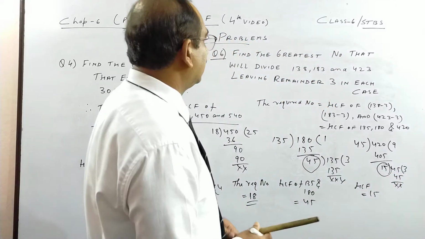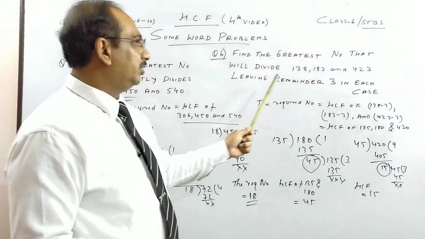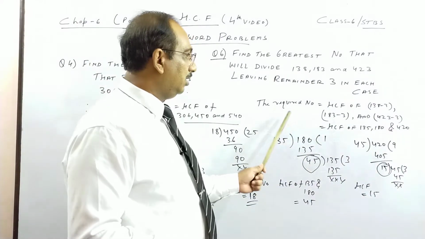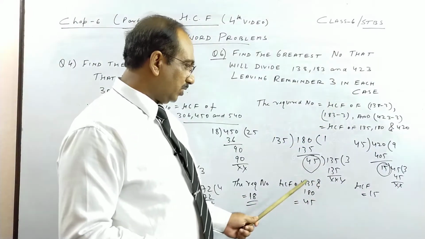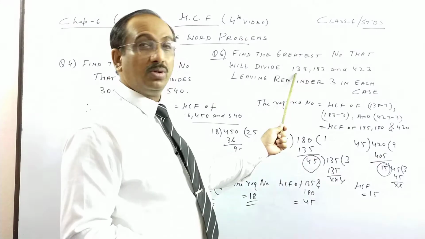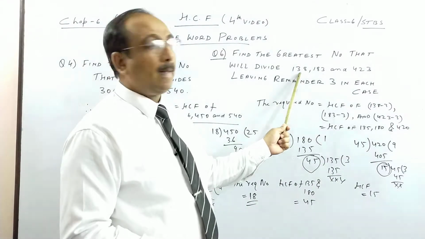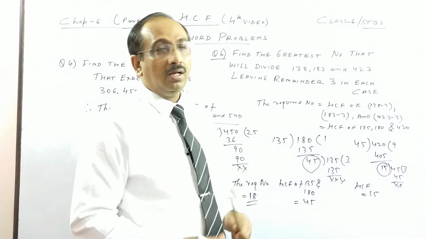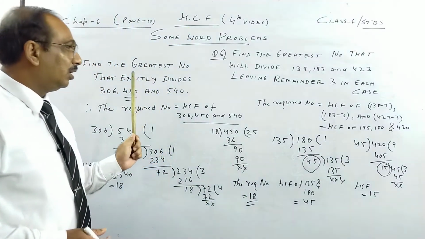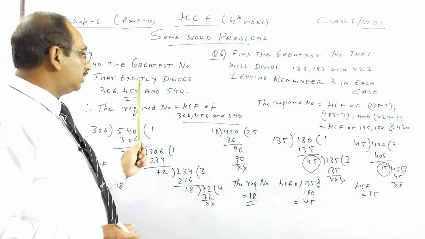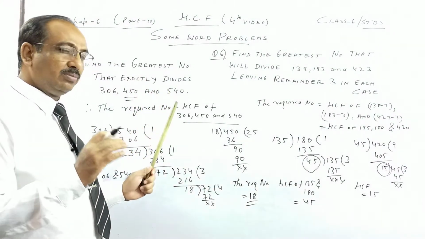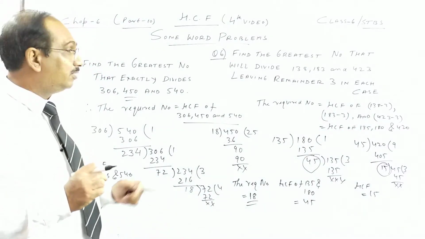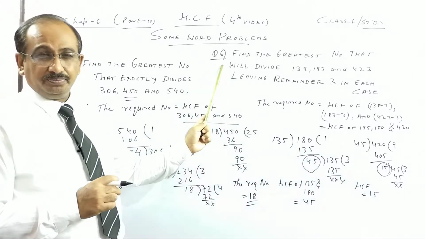So 15 is the greatest number which will divide 138, 183 and 423, leaving remainder 3 in each case. You can try it. 15 you divide, 9s are 135, 3 will remain. 15 12s are 180, 3 will be the remainder. So like that you will get. So remember here, in both the sums you will see the word greatest. So that's why you use HCF. Sometimes children ask me, sir, how to know when to do LCM and when to do HCF. So here you see the word greatest is there.